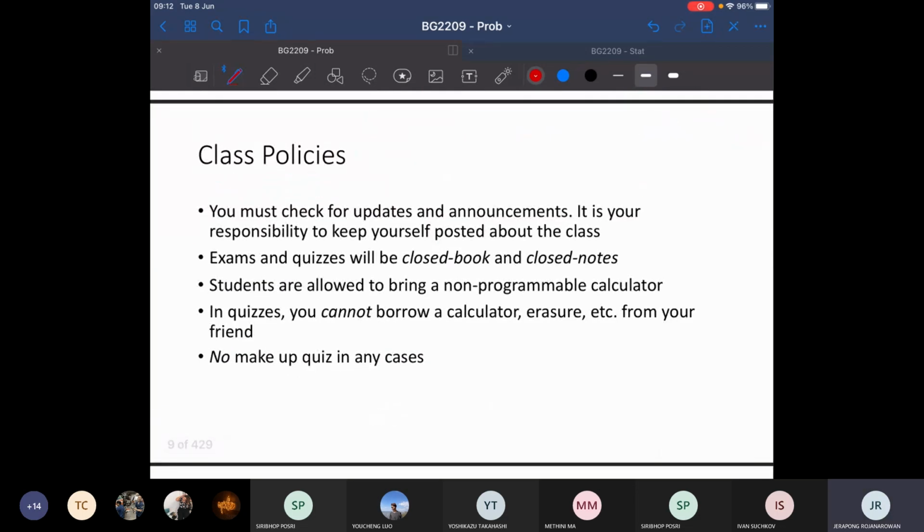So what about the class policies? You have to check the updates and announcements in Microsoft Teams. I'm going to assign homework and everything in Microsoft Teams. And for exams and quizzes, if we are online, it's going to be open, everything open all the time. Otherwise, if we switch to on campus, it's going to be closed book and closed notes. Students can use anything, calculator, anything. This one does not apply because this is for on-site in campus.